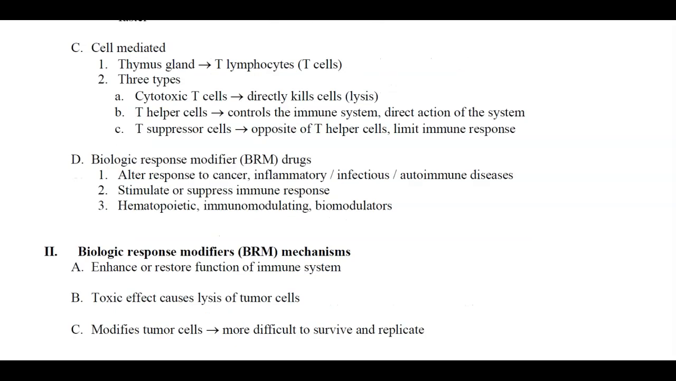Biologic response modifier drugs or BRMs, they have different functions. So mainly they alter response to cancer, inflammatory, infectious, or autoimmune diseases. They also stimulate or suppress immune response, and there are some that are hematopoietic, immunomodulating, and biomodulators. Hematopoietic agents basically aid in formation of various types of blood products, while immunomodulating agents enhance or reduce the immune response, and biomodulators cause something else to change or alter the host tumor interaction, so changes in the tissue or cell.